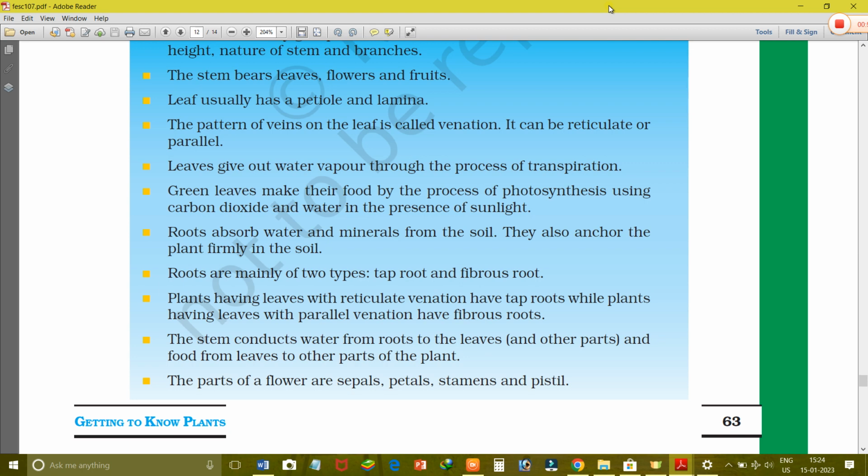The stem conducts water from roots to the leaves and food from leaves to other parts of the plant. The parts of a flower are sepals, petals, stamens, and pistils.